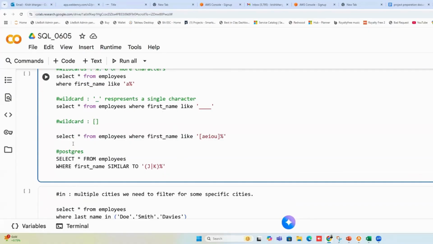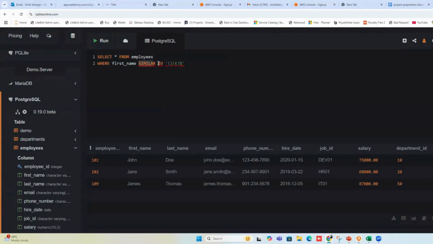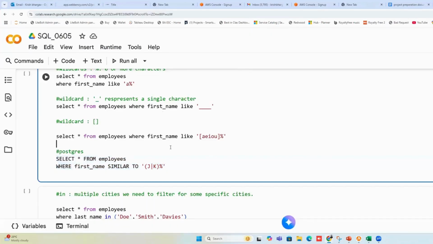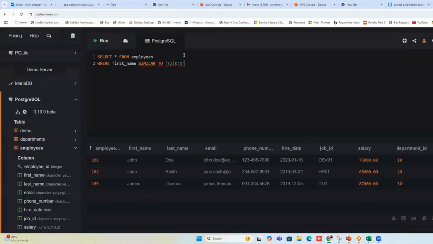Anyways, then in Postgres, you see, I told you, right? In some cases, the syntax is slightly different. So this is for Postgres. In Postgres, you use something called similar to. So whenever the code does not work, you just have to type that code in ChatGPT or Google, and it'll give you the right code for Postgres or MySQL or SQL Server, whatever you're using.